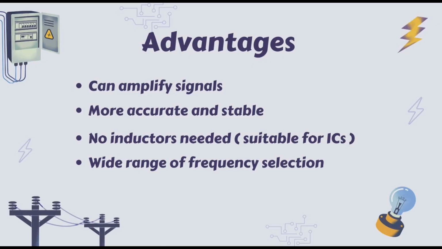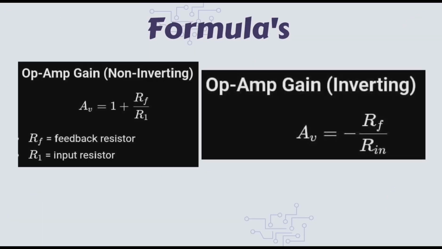So now let's talk about the advantages of an active filter. First, it can amplify signals. Second, more accurate and stable. Third, no inductors needed, which is suitable for ICs. And lastly, wide range of frequency selection. So now let's move to the formulas.